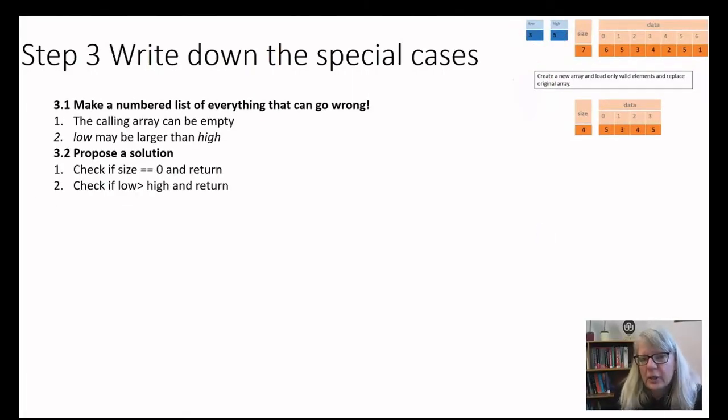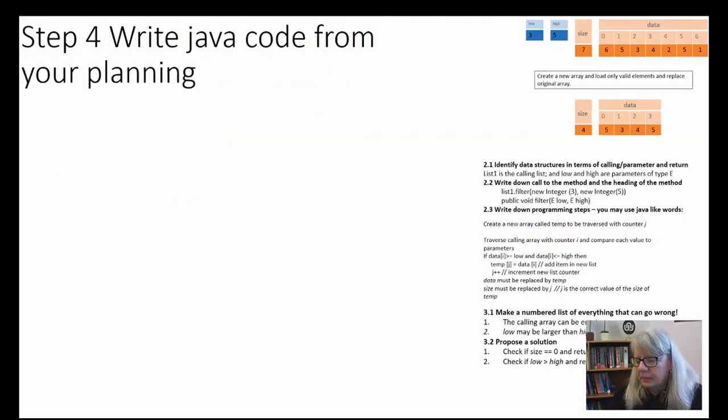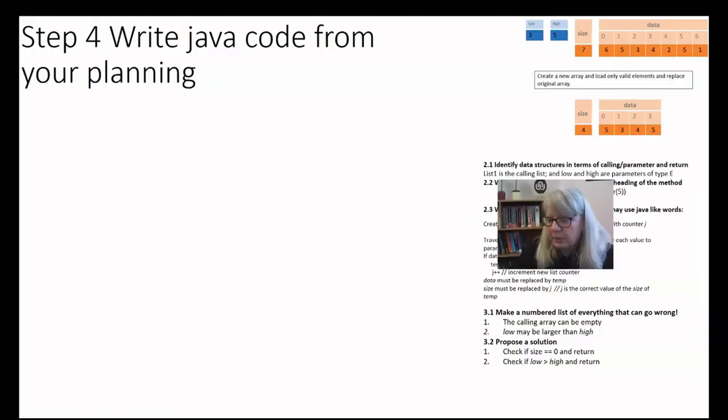So what's our proposed solution? For the first special case, the calling array can be empty. Our solution, how do we check it? We simply check if size is 0 and then we just return. The second item there, if we check if low is higher than high, then we know we have a problem. Then we can either raise an exception or just return. Let's decide just to return to make it simple. Now let's just move me out of the way here.